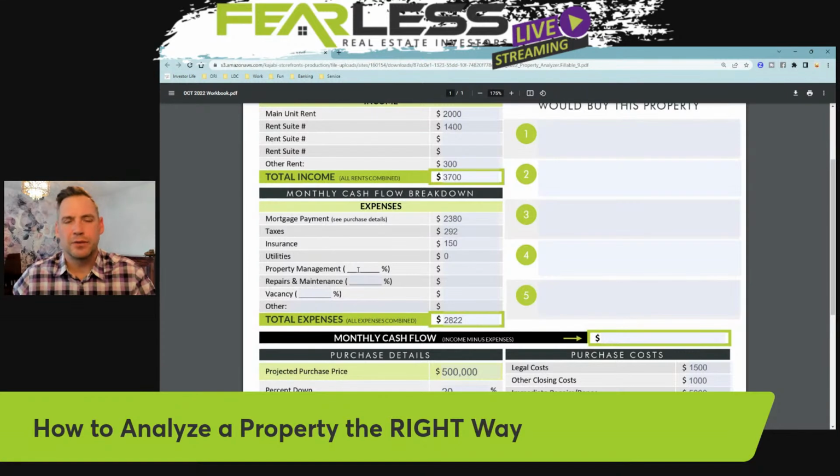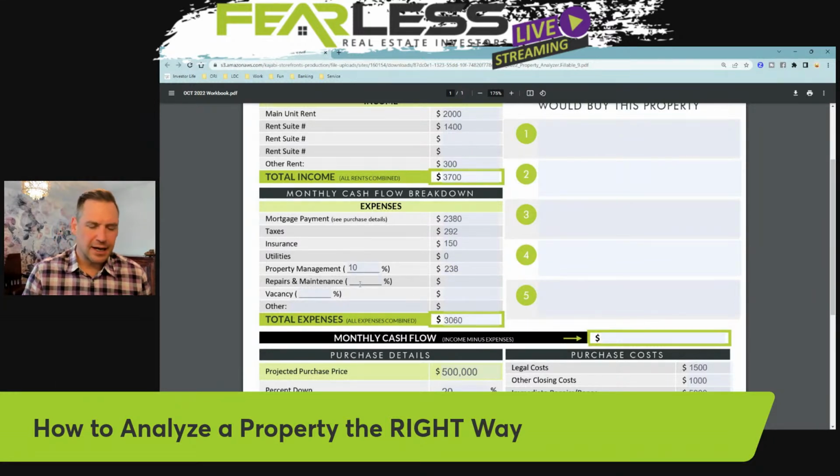Obviously, the more rent they get, the more money they make, so it's an incentive for them to rent it out at a higher price. So in this particular case, we'll use a number of 10% just to make it easy. And that makes our property management cost $238 a month.